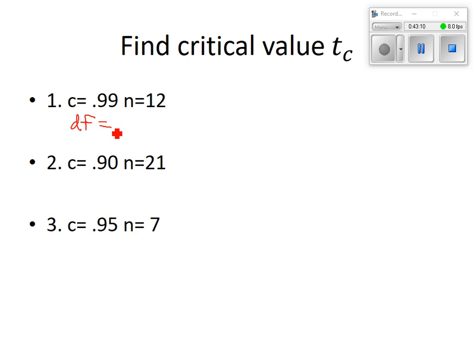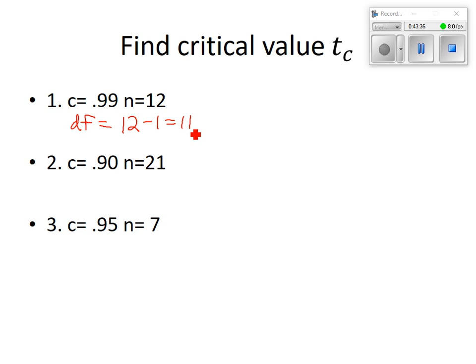How do you find your degrees of freedom? You have to subtract one, right? That's correct. So it's 12 minus 1, what's that give you? 11. And then you go to 11 on the chart, and then 99 on the chart.